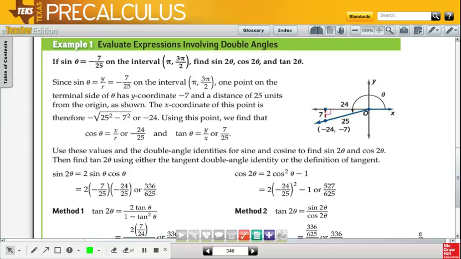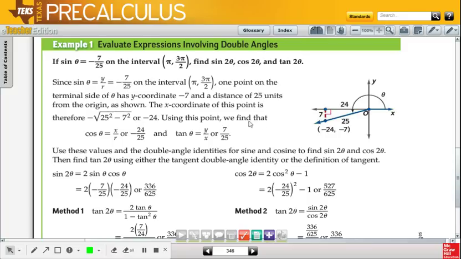So the x-coordinate of this point is therefore negative square root of 25 squared minus 7 squared. Now, the reason it has a negative is because in quadrant 3, we already know that y is negative, but you gotta remember that x is negative. That's why you have a negative in front of the square root. So when you simplify the square root of 25 squared minus 7 squared, it will become negative 24.